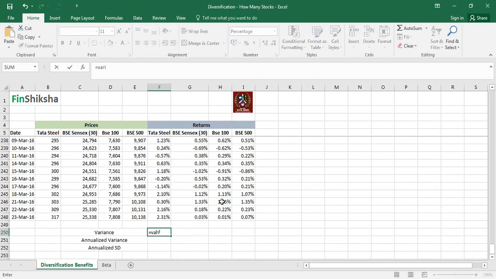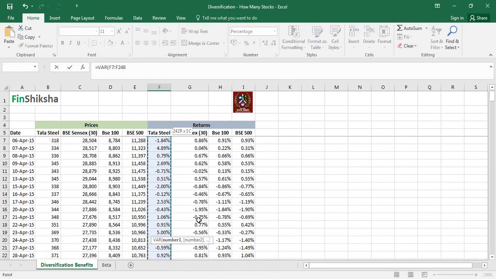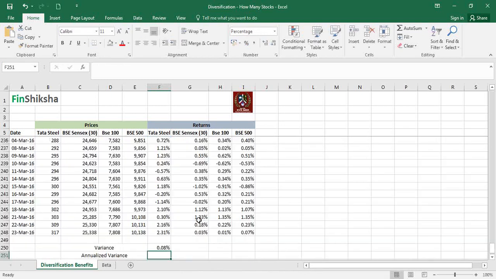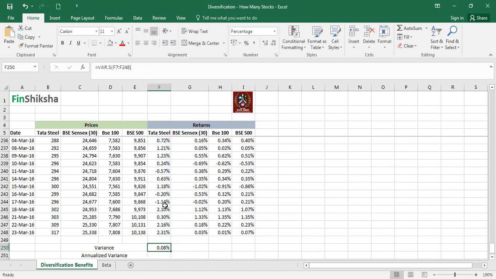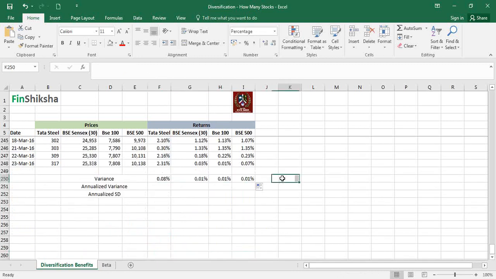So we can use a formula called var, which is going to give us the variance, and select this data. We can also use a formula in newer versions of Excel called var.s. var.s is the variance for the sample. var.p is the variance for the portfolio. var.s will give you the same data as var. And this is what we have calculated.